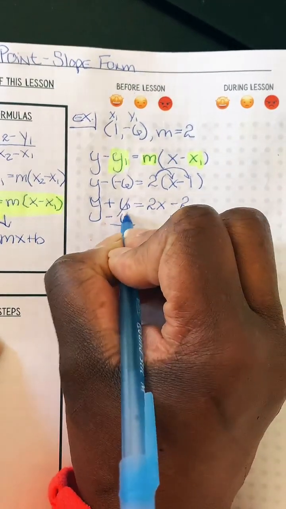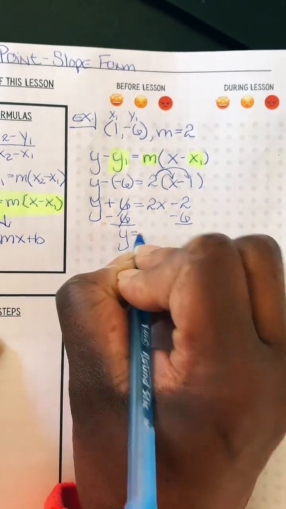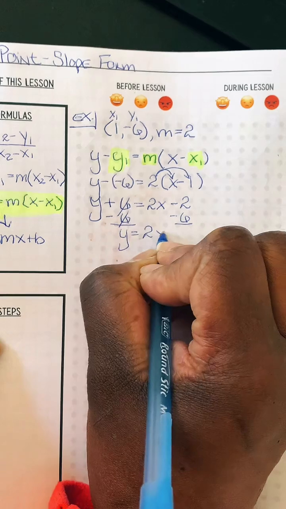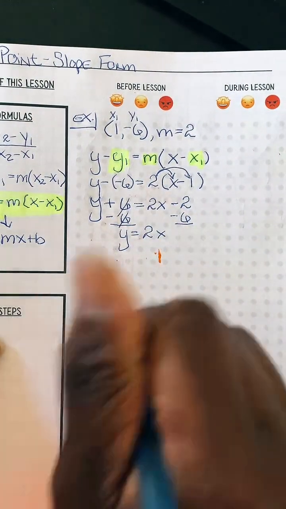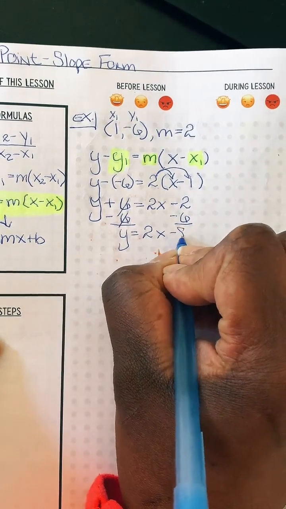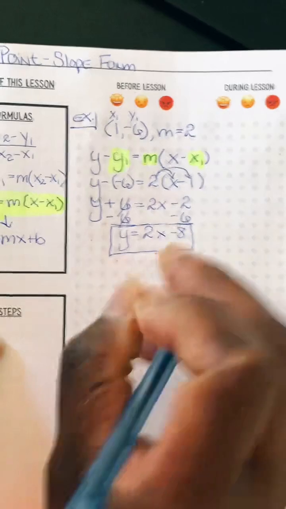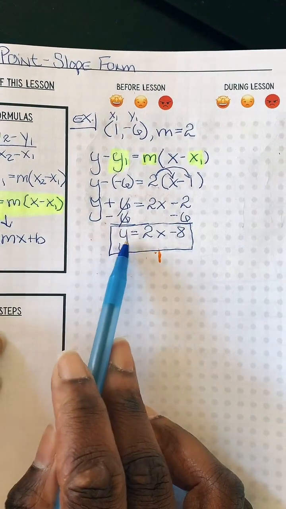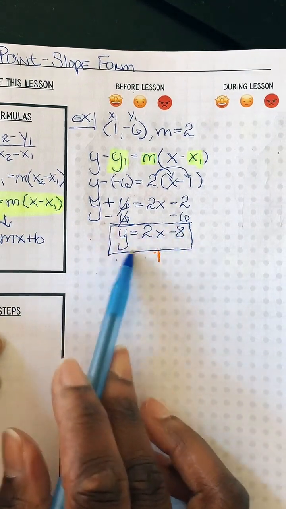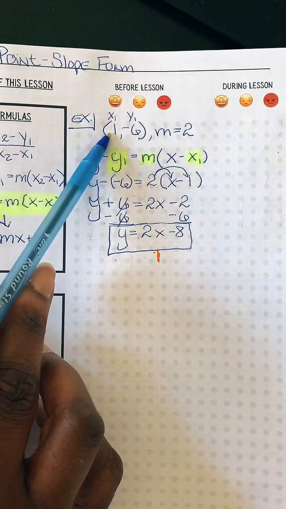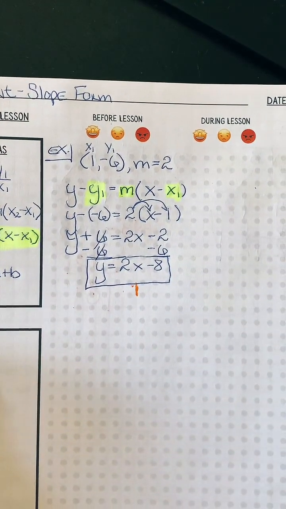So positive 6 and negative 6, they cancel out. Leaves me with my y equals. Then I have my 2x. And then negative 2 minus 6, that gives me a negative 8. And now we have our equation of the line. We have y equals 2x minus 8. So this means this is the equation that has this point and this slope involved in it.